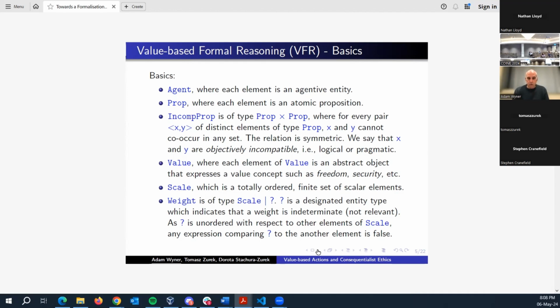We have a scale, which is a totally ordered finite set of scalar elements, and we use these, in effect, for weighting the values with respect to an agent. We have, in addition, a notion of weight, which is scale or question mark, where question mark is a designated entity. That means the weight is indeterminate, or it may be taken as not relevant for a particular agent. It's also unordered with respect to the other elements of scale. So if you try to compare question mark with some other elements of scale, the result is going to be false. Next slide, please.